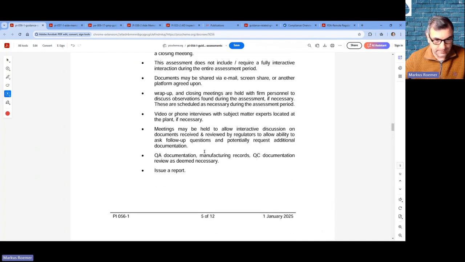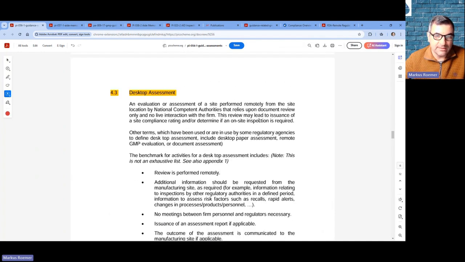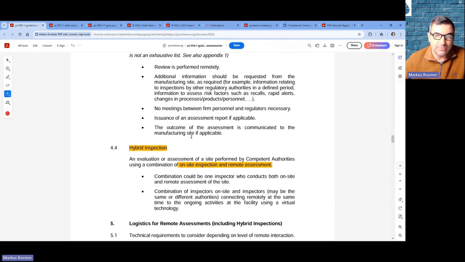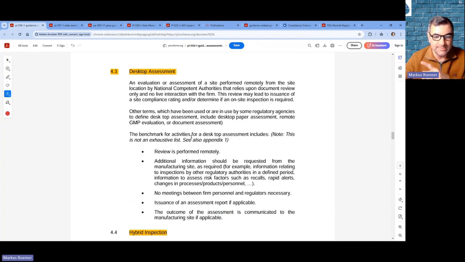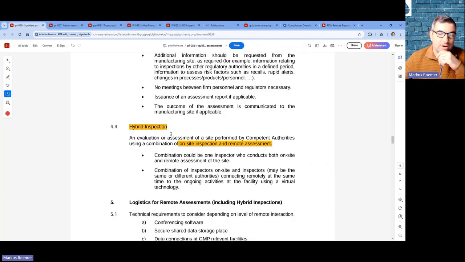Okay, then type number 2, partially interactive remote assessment, underlining here with some interactive components, whatever that does mean. Okay. Then number 3, the desktop assessment. And then I think the authors had some problems to make a difference between assessments and inspections, because then they also bring in the hybrid inspections, an evaluation or assessment. And now they also, again, bring in a new term, an evaluation. An assessment is an evaluation, or is it not, of a site performed by competent authorities.